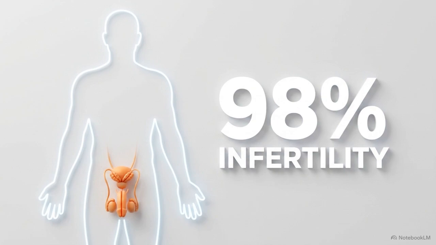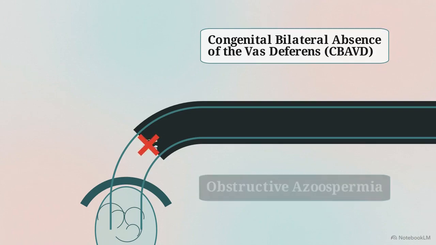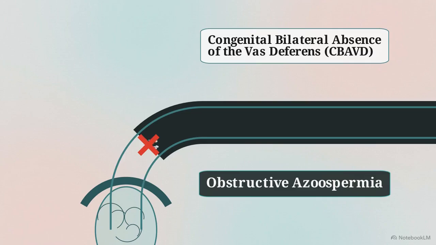Beyond the lungs and digestion, the disease heavily impacts reproduction. Approximately 98% of adult males with CF are infertile. This is not a failure of sperm production. The thickened secretions during fetal development cause a structural defect called congenital bilateral absence of the vas deferens. The sperm are produced, but they are physically blocked from exiting, resulting in obstructive azoospermia.